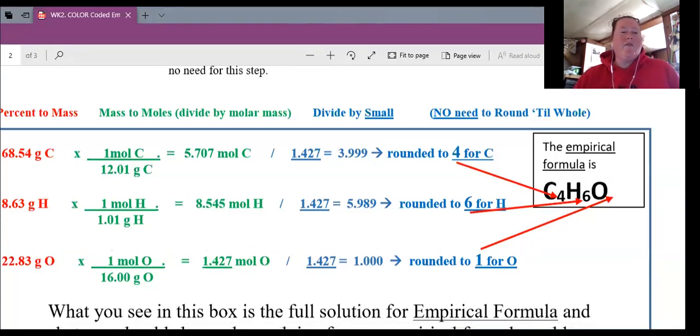All right, so I have the poem up here: percent to mass, mass to moles, divide by small. And what we're going to discover here is that when we get to this point, the numbers round to whole numbers, so we don't need to multiply by anything to get it whole. So the first step, write down the number for each percentage in grams. The second step, convert to moles. So for carbon, you will divide by 12.01. For hydrogen, you divide by 1.01. And for oxygen, you would take that 22.83 divided by 16.